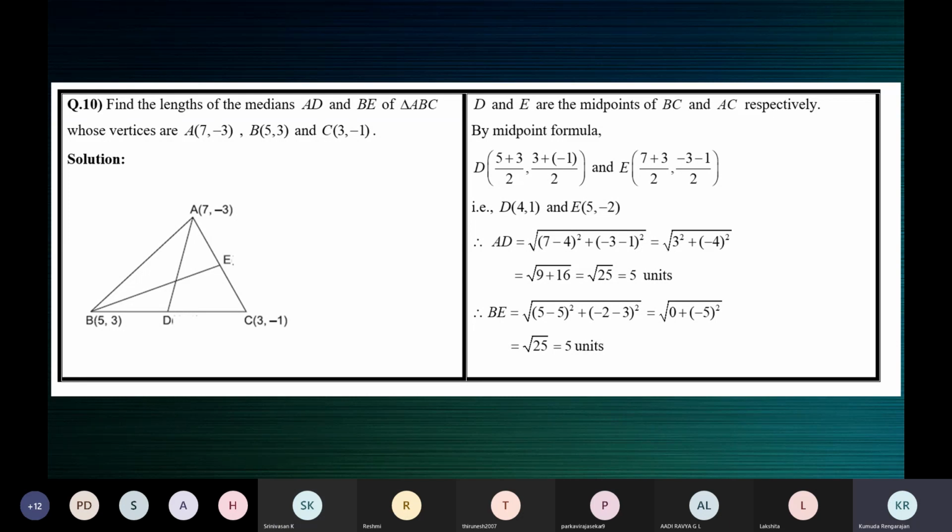We take D and E as the midpoints because AD is given to be the median. If AD is the median, that means D is the midpoint of BC. If BE is the median, then E is the midpoint of AC. We find the coordinates of D and E using the midpoint formula. D is the midpoint of BC, so you must use the coordinates of B and C to find D. Similarly, E is the midpoint of AC, so you must use the coordinates of A and C to find E.